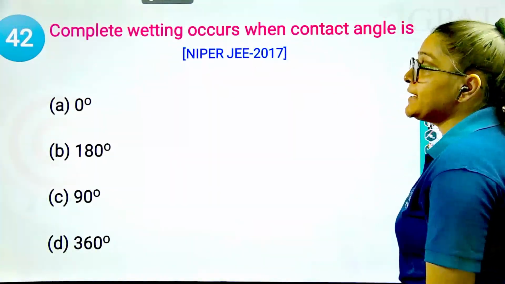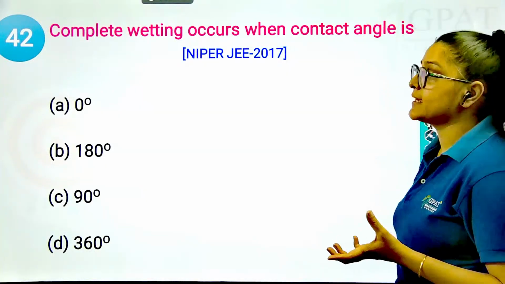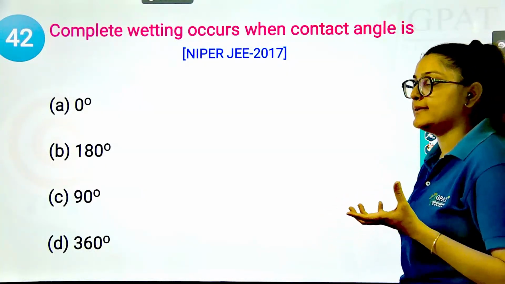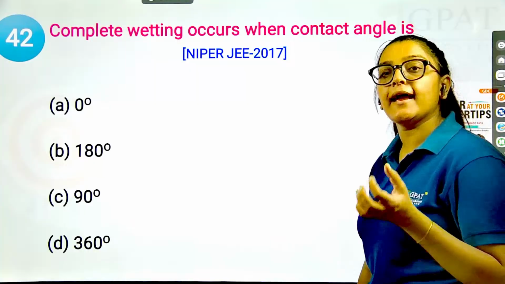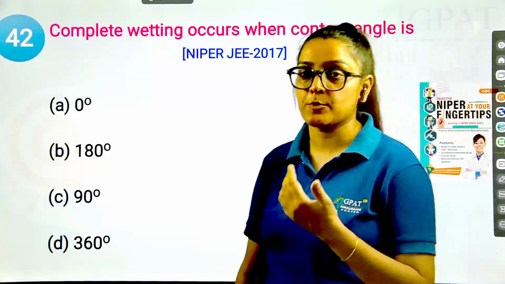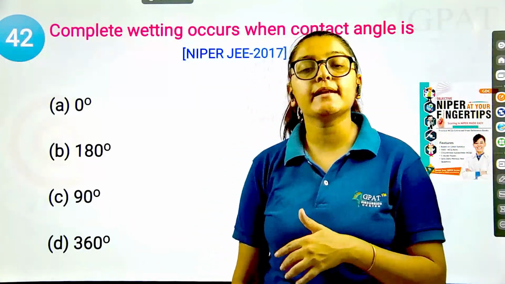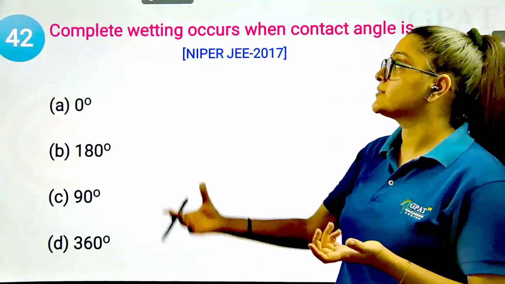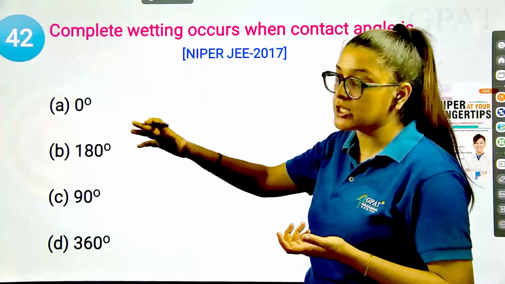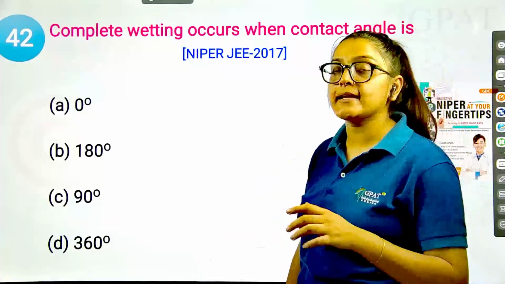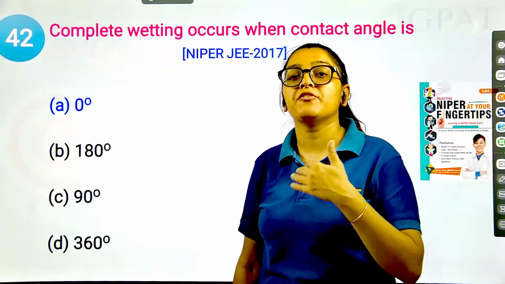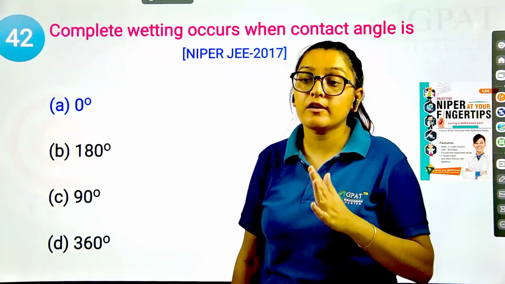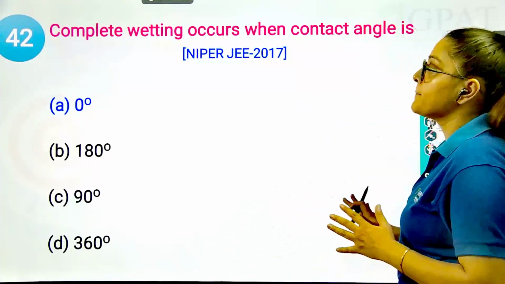Next, complete wetting occurs when the contact angle is 0, 180, 90, 360. Contact angle and wetting are always inversely proportional. Lesser the contact angle, better will be the wettability. So for the complete wetting condition, the contact angle will be 0 degree. If it is 180 degree, there will be non-wettable conditions. Okay?